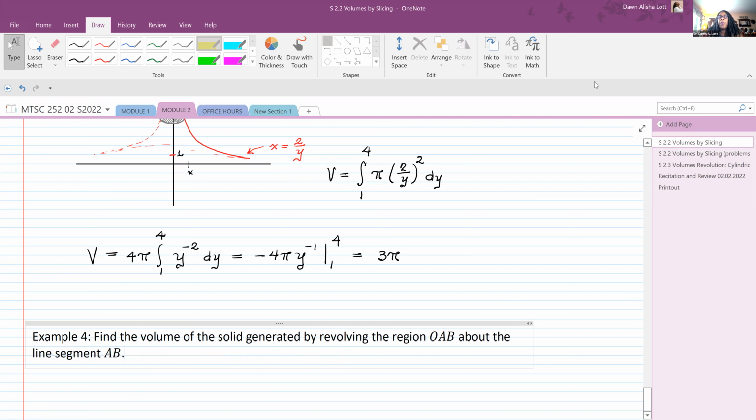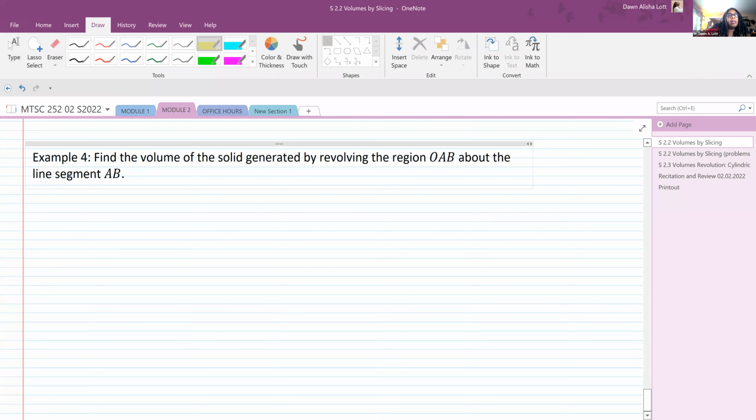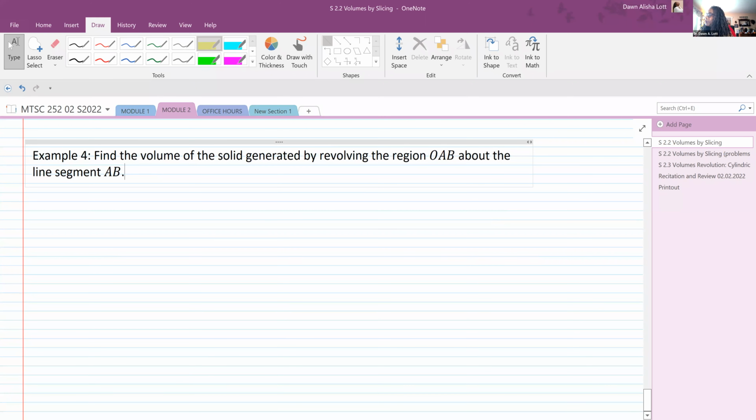Okay, so for this problem, I have to tell you what OAB is, and I have to give you the line segment. So I'm going to draw OAB. OAB happens to come from the graph of the parabola. So I only need this.